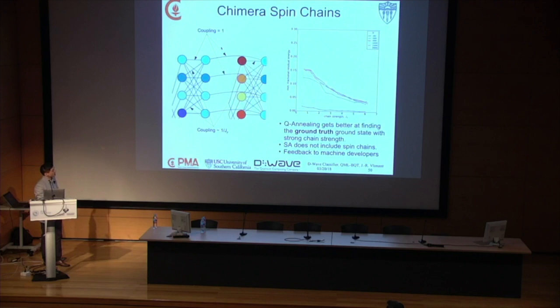And you see here the results of simulated annealing of how well we can find the actual true ground state of the problem, which is at zero here, as a function of the chain strength. With increasing chain strength, essentially you have a system that is able to flip the spin correctly, and then properly handle the chain to chain coupling.